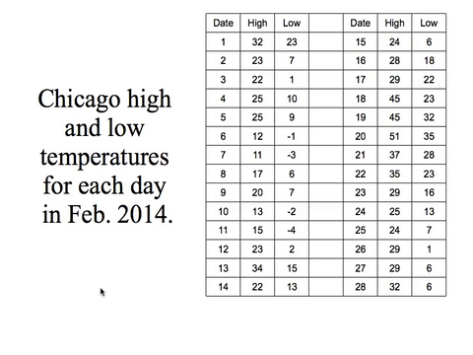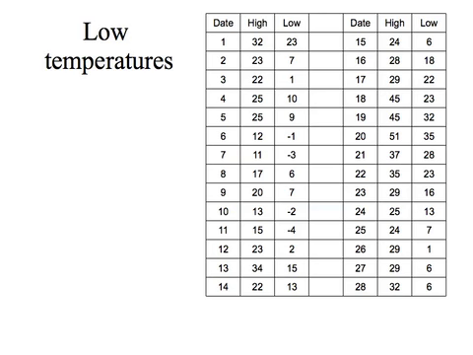Now we're going to find the mean, median, mode, and range for some actual data, and the data is the Chicago high and low temperatures for each day in February for the year 2014. And there's really two sets of numbers here, the set of low temperatures each day and the set of high temperatures each day. So first, we're going to examine the low temperatures.